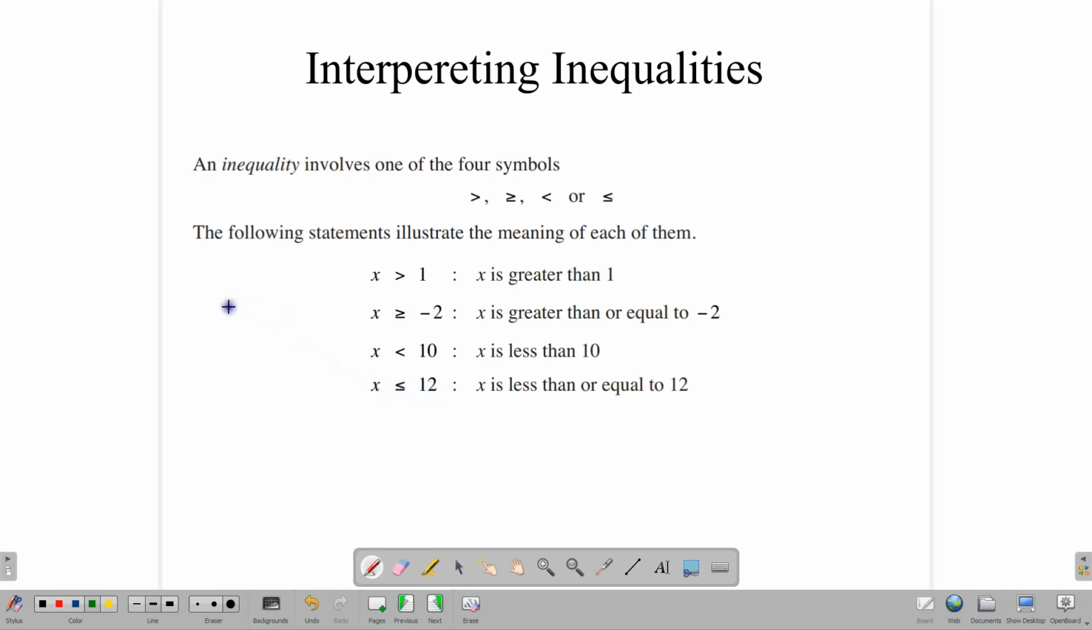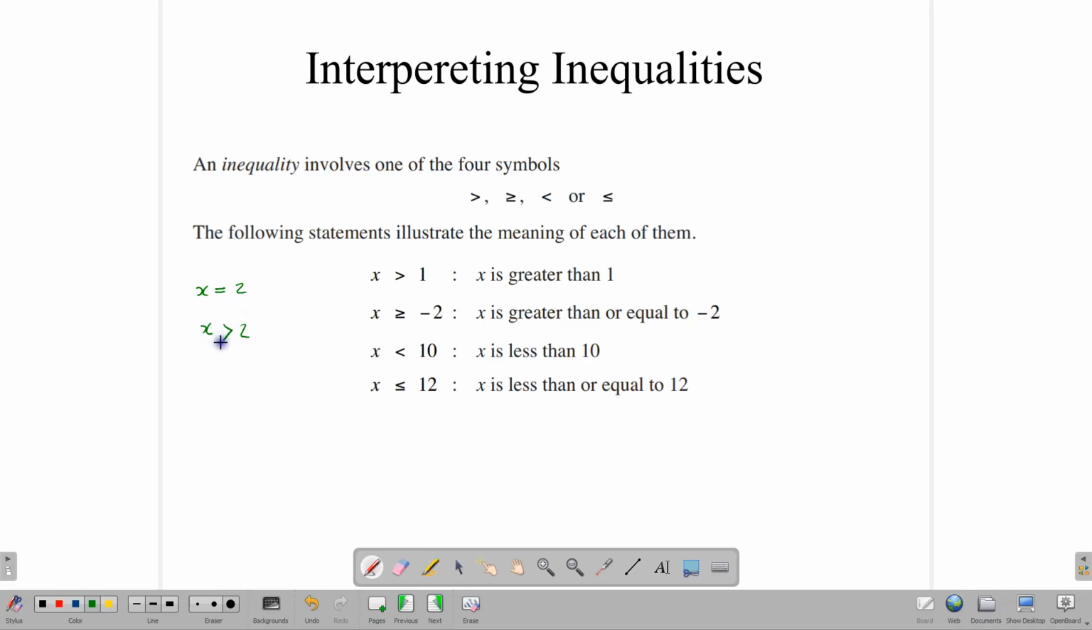We should point out here that an inequality is not the same as an equation. An equation, for example, says x is equal to 2. An inequality says x can be greater than 2. These are very, very different things. This one has a specific answer, a specific solution, and this one says any number bigger than 2 is a part of the solution.